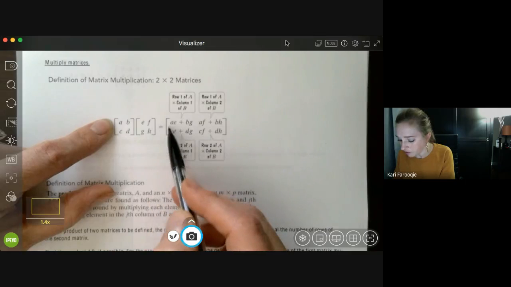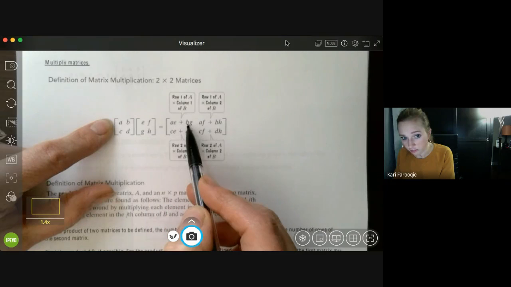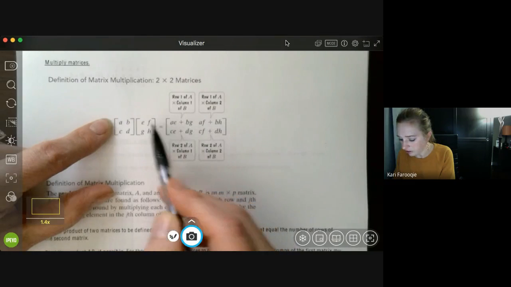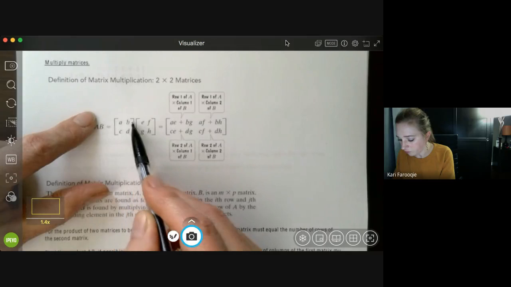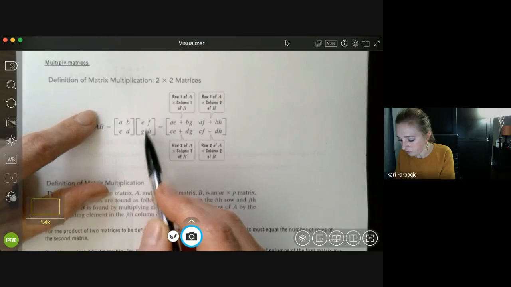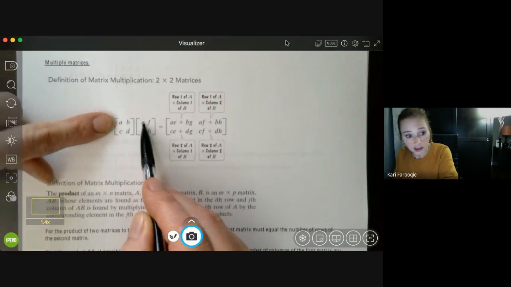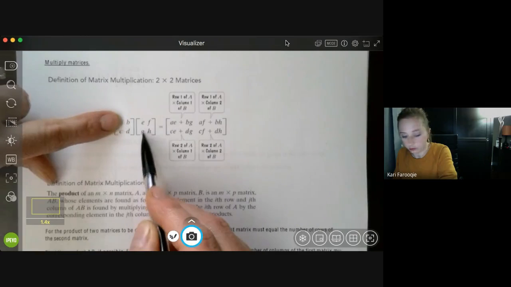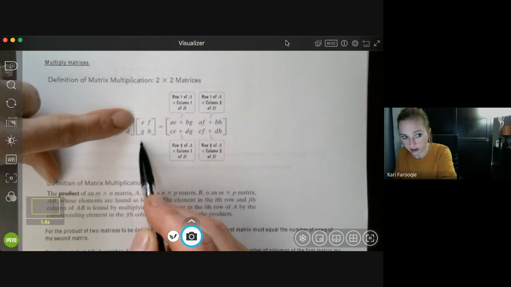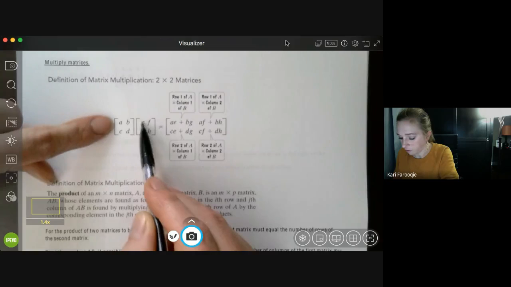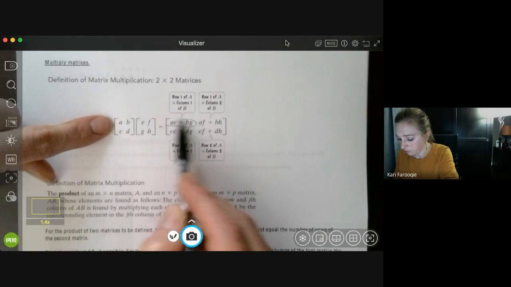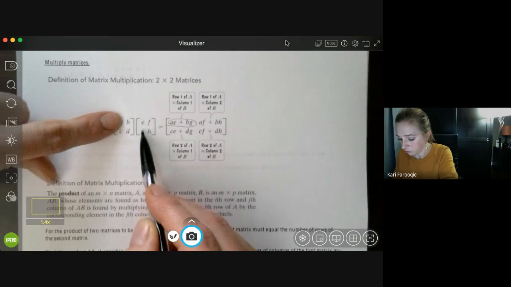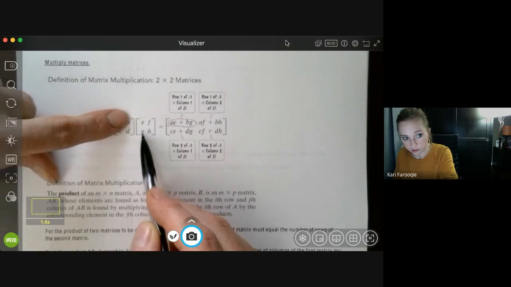So notice how you get AE plus BG. The reason you're getting that is because as you go along the first row, first column, you're going to multiply. So you're taking A times E plus B times G, and you sort of do it visually across and down. So the first row, first column will be the first row, first column elements.